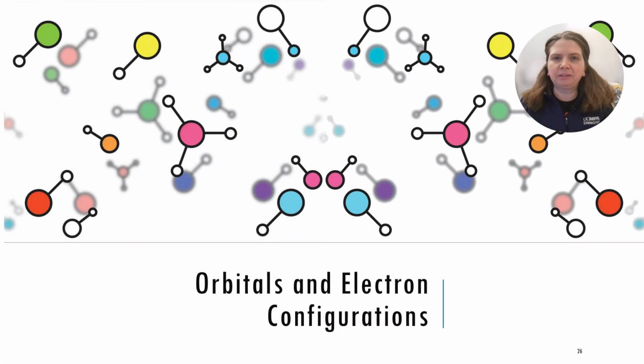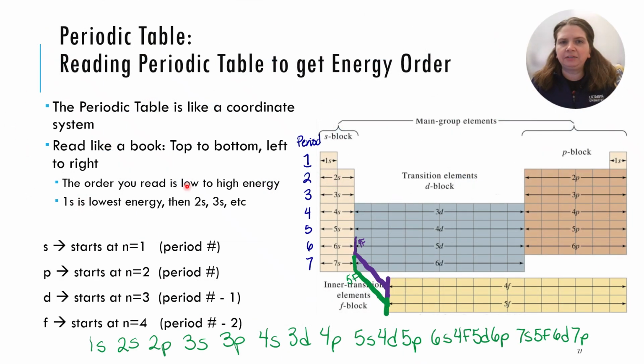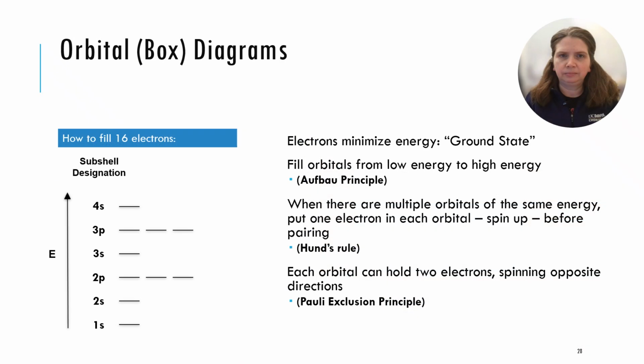In this video, we are going to learn about orbitals and electron configurations. In the last video, we learned that orbitals are regions of high probability of finding an electron, and we also learned how to read the periodic table to determine the general energy order in which orbitals fill. Now we are going to demonstrate how electrons fill these orbitals by creating an orbital box diagram.